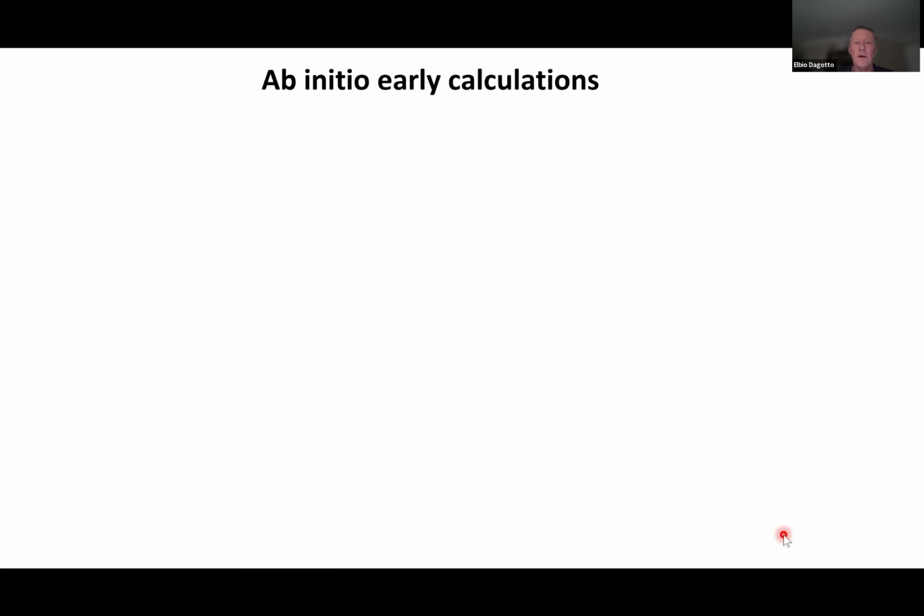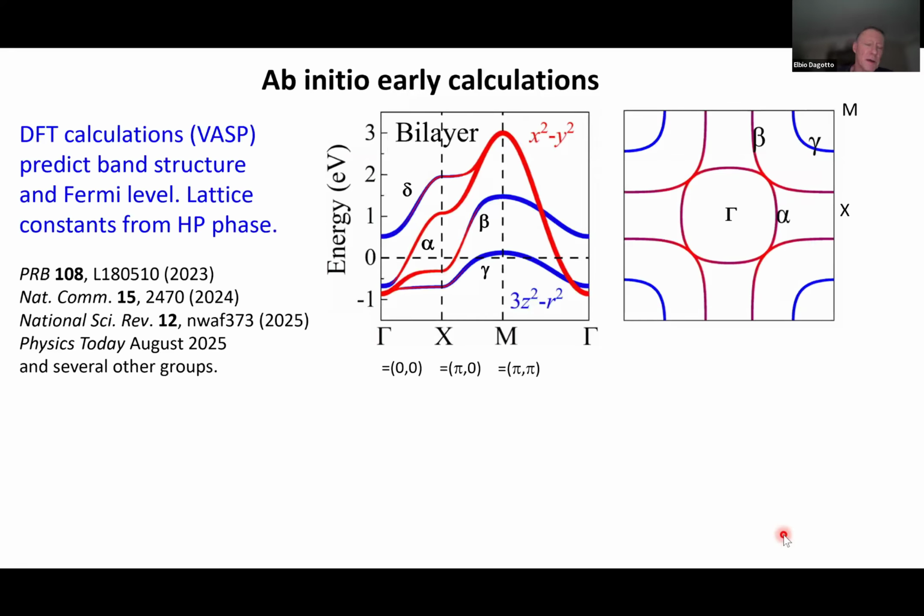Okay, so on the ab initio front, our group was among the first to produce results, but independently others published the same results. So I want to be really fair with the community. There is a lot of overlap in the literature, but it was great to see that other groups were arriving at the same outcomes. The early DFT calculations showed these 4 bands.